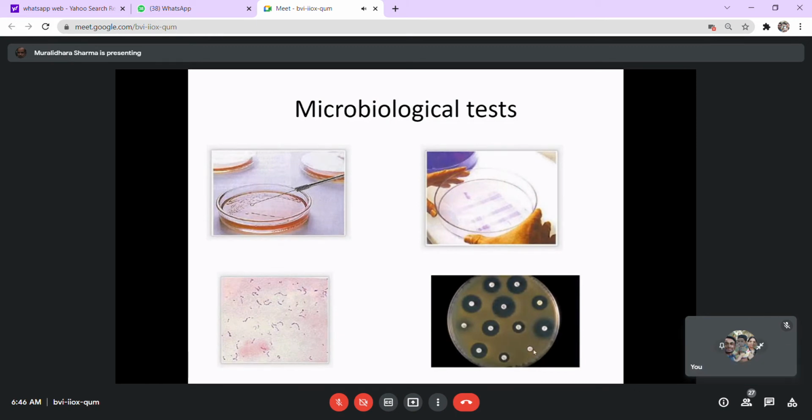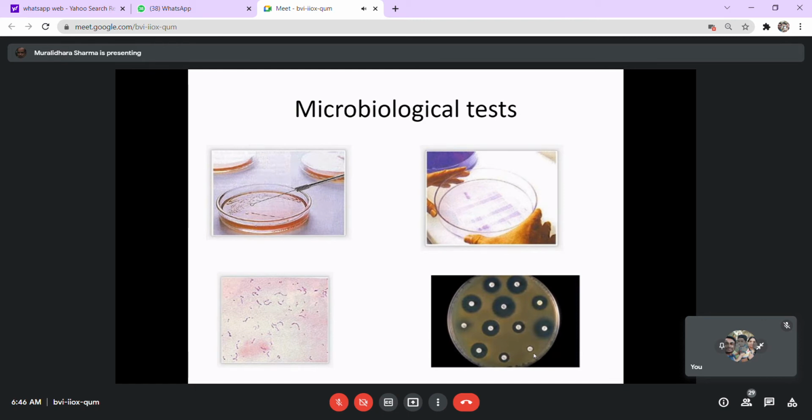Now we will continue with the next issue. The next issue is about the tests done to identify the microorganisms. In case of infective disorders, it's quite important to identify the organism as well as to know whether the organism is sensitive to a specific antibiotic or not. So, culture and sensitivity test is one of the common investigations done in case of infective disorder.